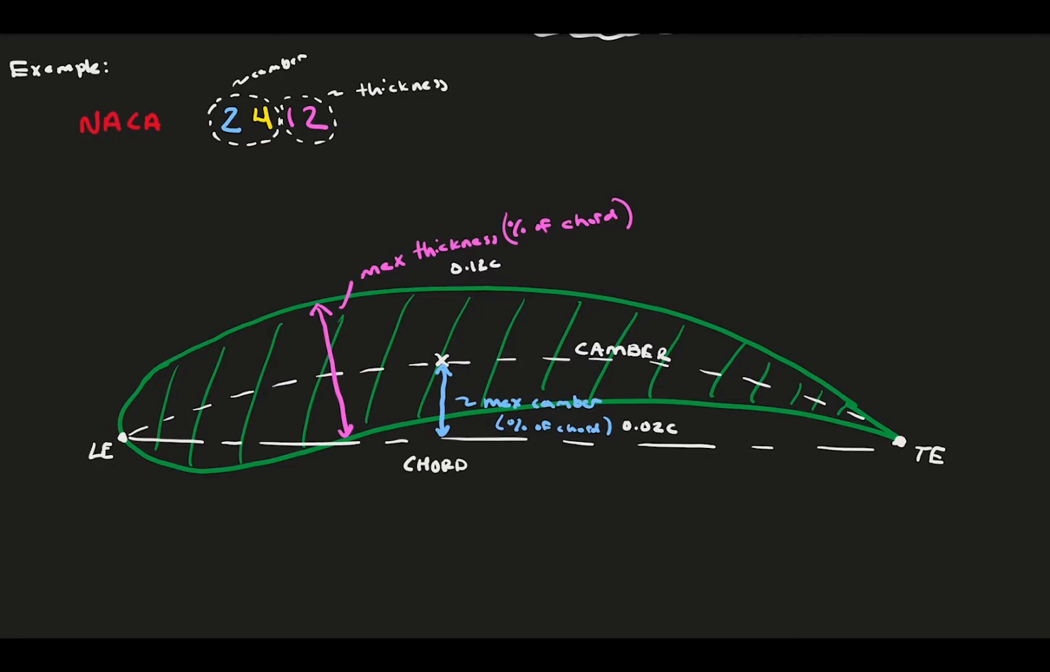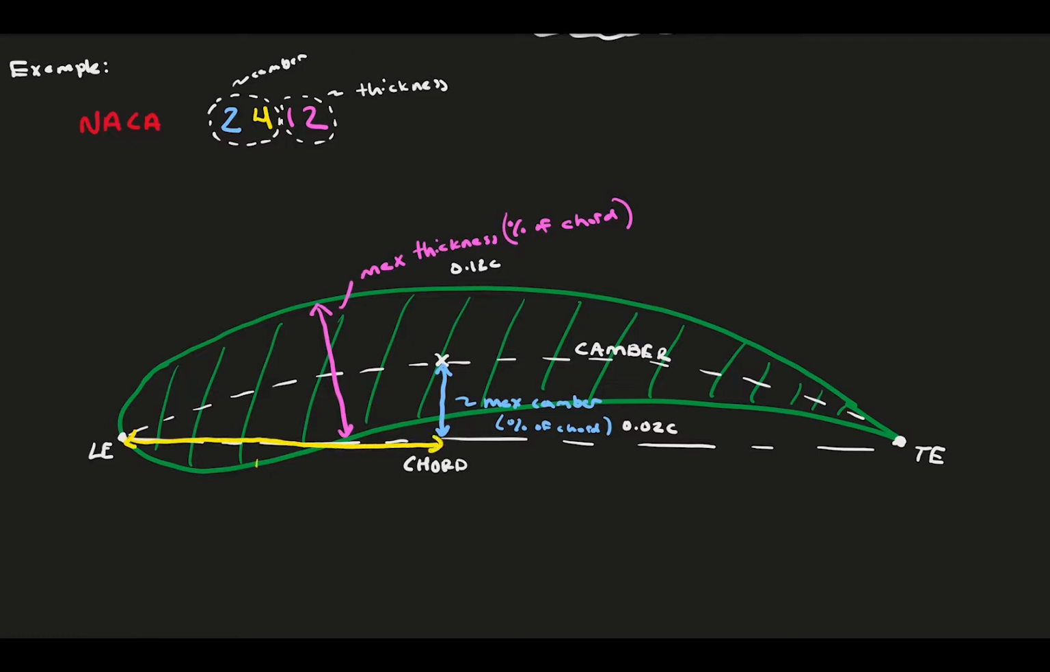First, we have the maximum camber value, which is the max that the camber line deviates from the chord line. This is the first digit of the 4 in the NACA definition, and it is also in percent of chord. For example, our NACA 2412 has a maximum camber that is 2% of the chord.